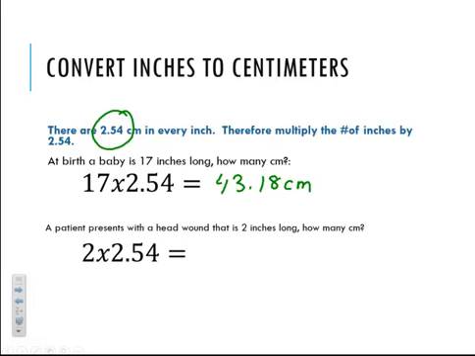We have another patient that has a head wound that's 2 inches long. We want to know how many centimeters that is. So 2 inches times 2.54, and the answer is 5.08 centimeters.